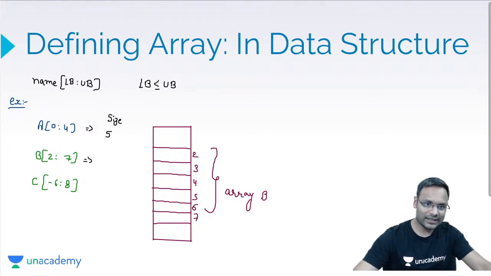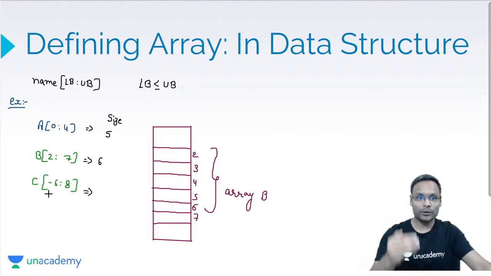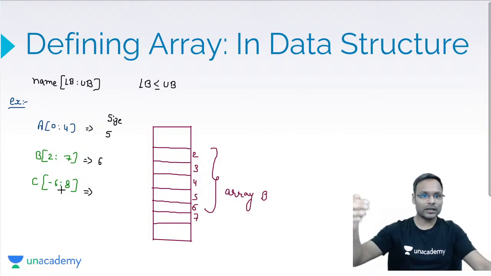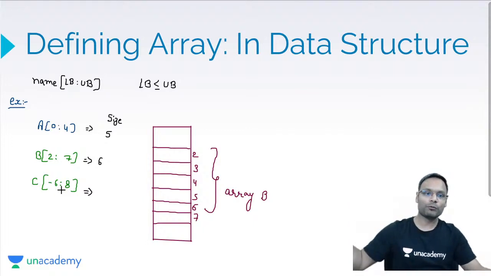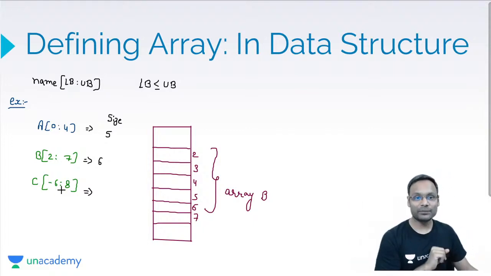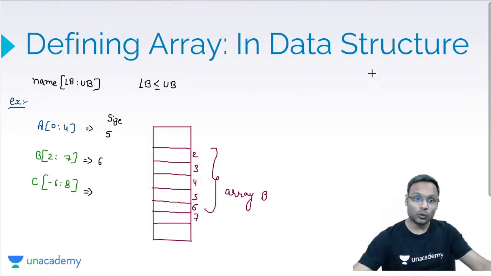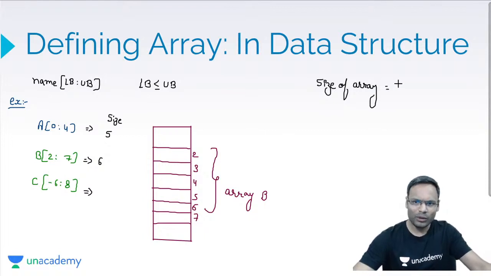This array is having size 6. This array is having size what? -6, -5, -4, -3, -2, -1, 0, 1, 2, 3, 4, 5, 6, 7, 8. These many elements are there. How many? To get the number of elements or the size of array, what I can do here is I can apply a simple formula.